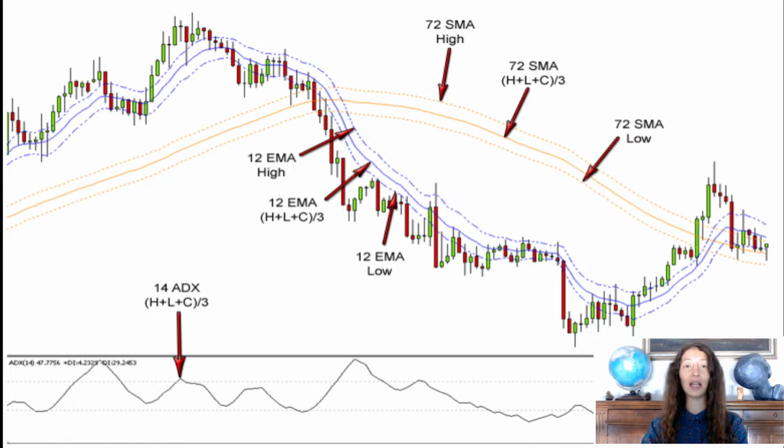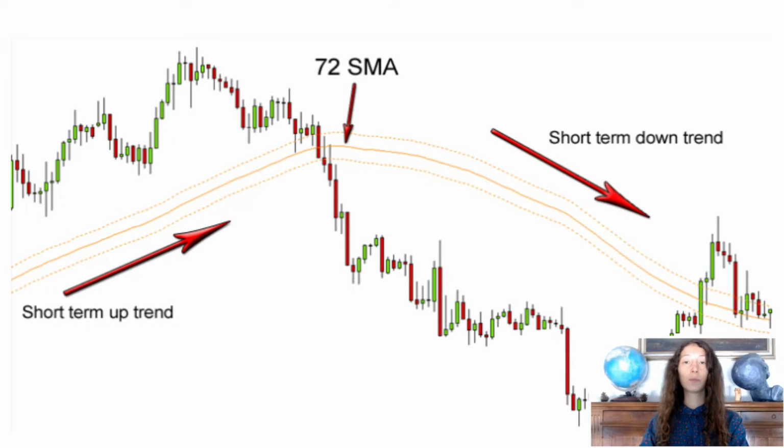Conversely, if the orange line is moving downwards, it means the short-term trend is down. If the price is above the orange line, we only take long trades. If the price is below the orange line, we only take short trades. This is a strict rule which is never broken.